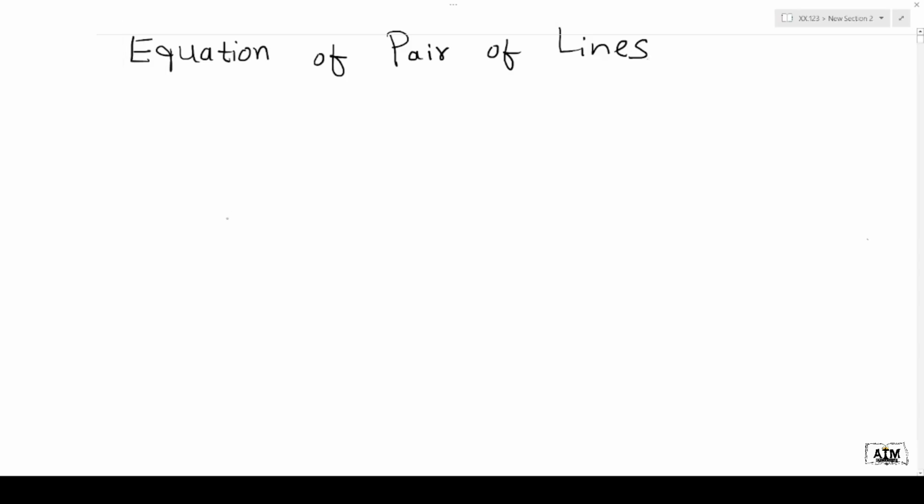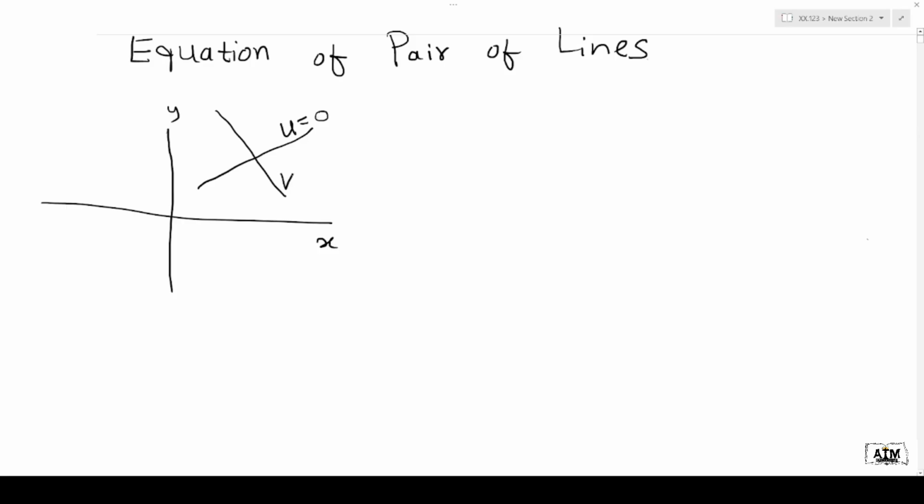In this video, I am going to talk about the equation of a pair of lines. You see, this is the y-axis, it is the x-axis. So we have the two axes here, and these are the two lines, first line and second line. Now the first line's equation is u equals 0, and the second line's equation is v equals 0. So we have the two lines here.